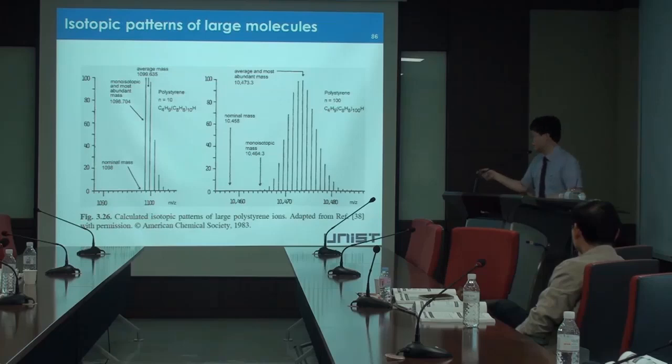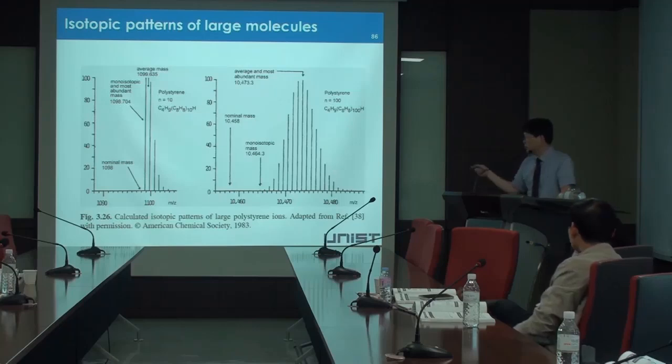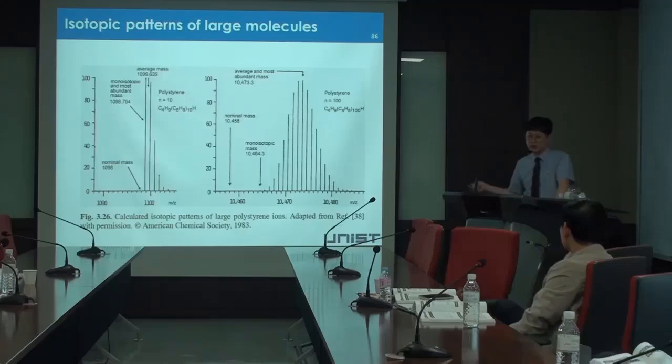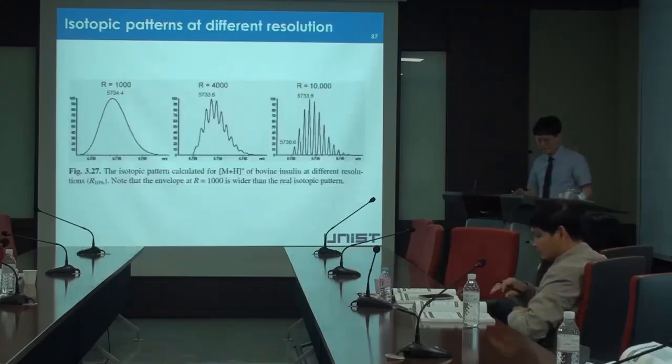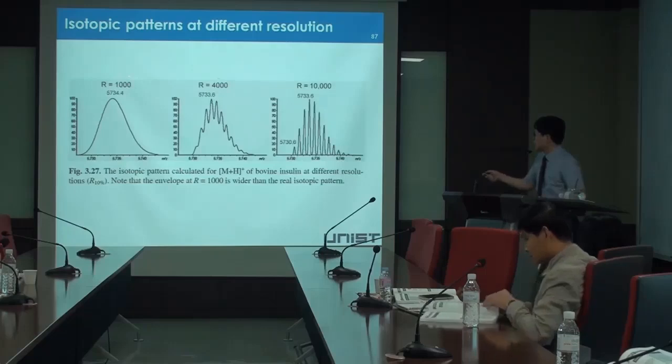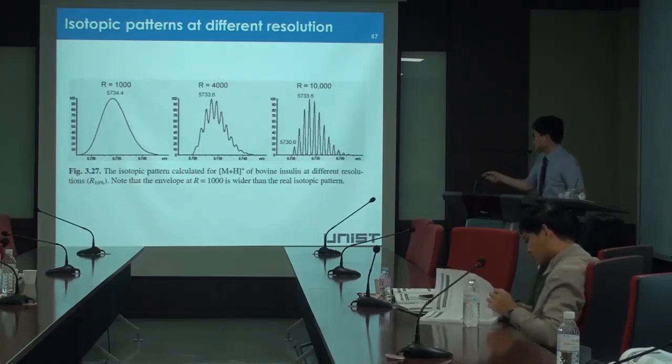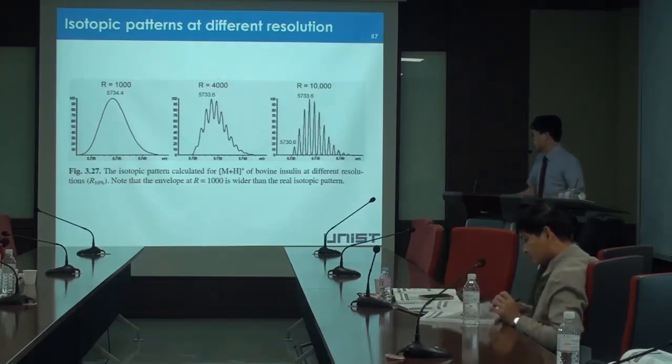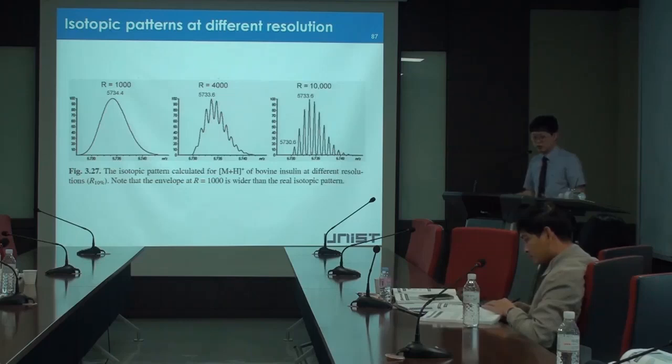Okay. So this is an EI mass spectrum. EI, electron impact, is not good for large molecules. For those cases, we can use ESI, electrospray ionization. And this is another example. According to increasing R, we can measure the different patterns.